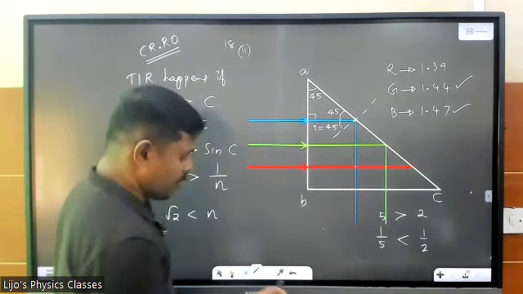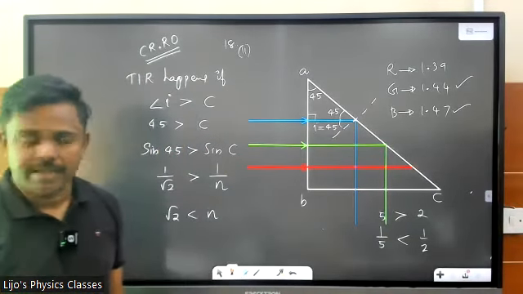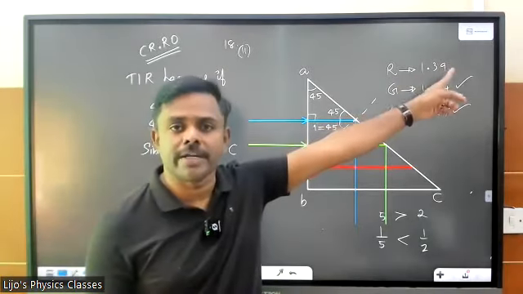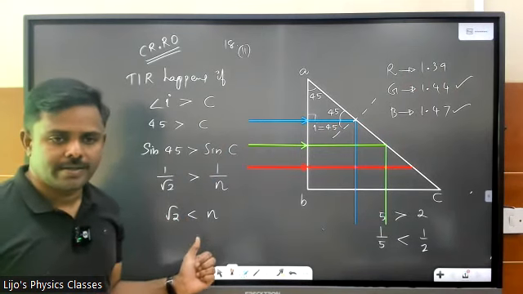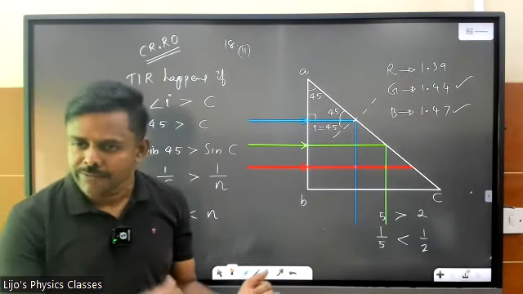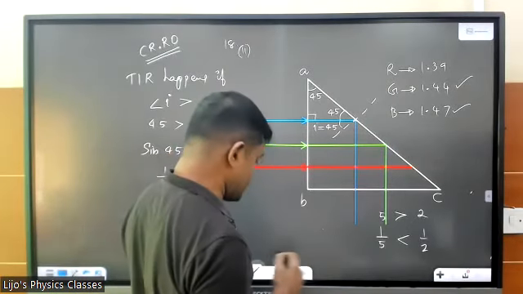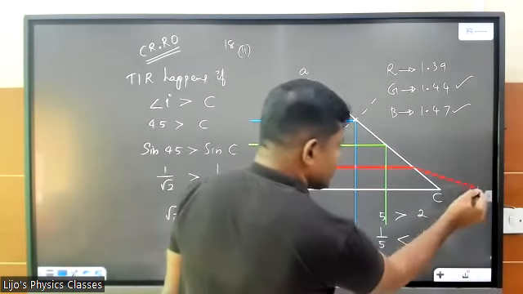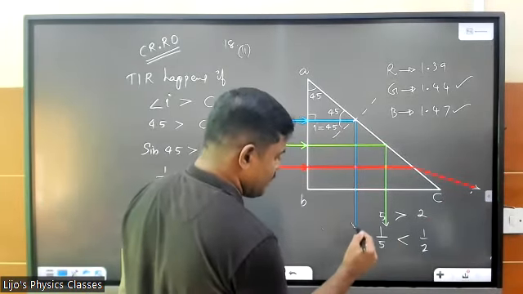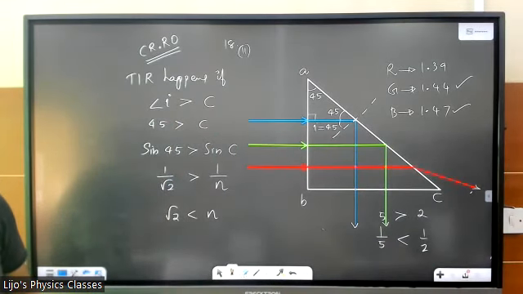Then what about red? Red will not undergo TIR. Why? The red color's refractive index is 1.39, which is less than root 2. It has to be greater than root 2 if TIR is to happen. So instead of total internal reflection, that ray undergoes refraction. This is a much easier method than the one we discussed in class. Understood this? Write this down. Everyone understood this?